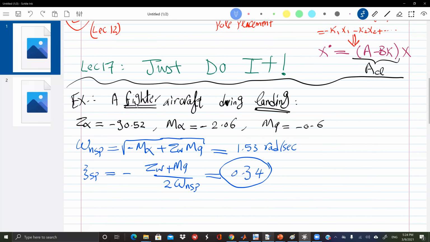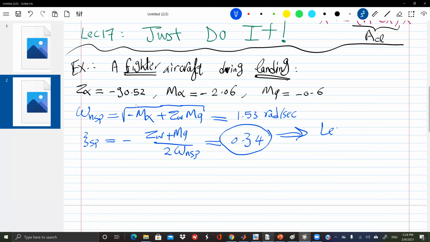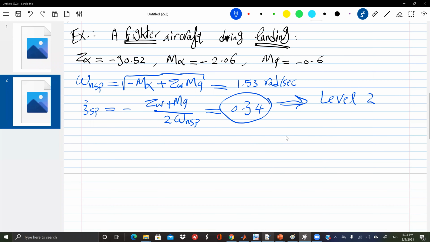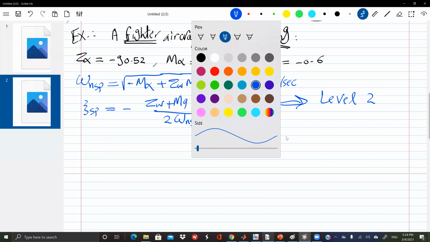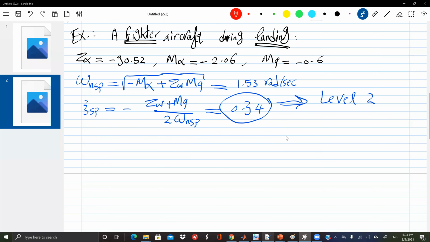So this is what we determined last time together. This was level 2. So it will not be the best airplane to fly. It will be flown, but okay, but with an increased pilot workload. Okay, fine. And then I left you a quiz, which is the same airplane at a different flight condition.